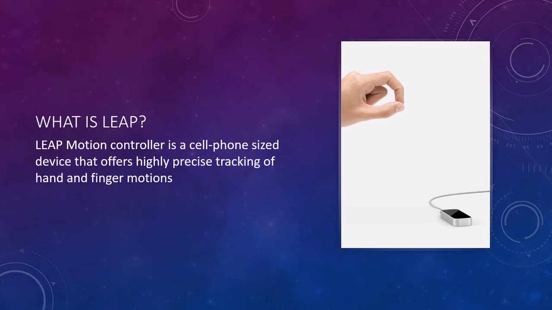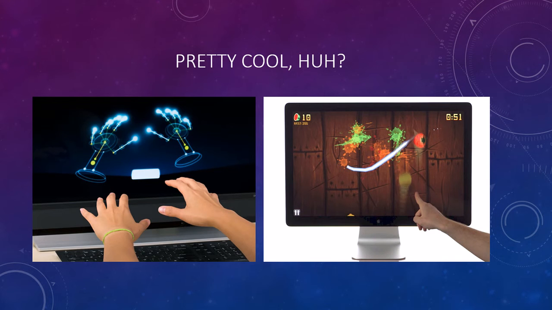What is Leap? The LeapMotion controller has been around for a few years actually, and it is a cell phone sized device that offers highly precise tracking of hand and finger motions. It is actually sensitive enough to map your hand and fingers, so it can create a picture of your hand and send that picture to the driver on your computer. And it can sense where your hand is, what position your hand is in, and what position your fingers are in. Well, that's pretty cool.